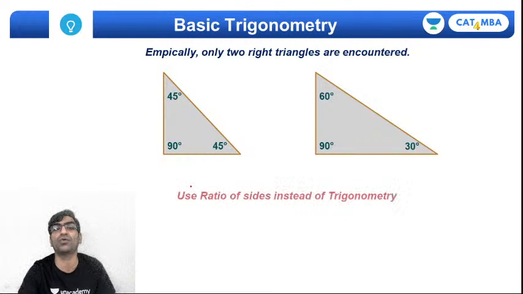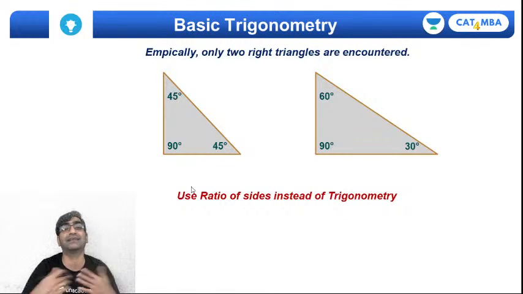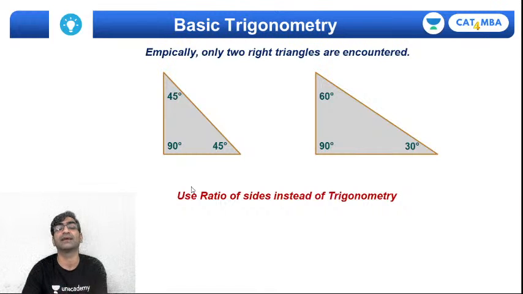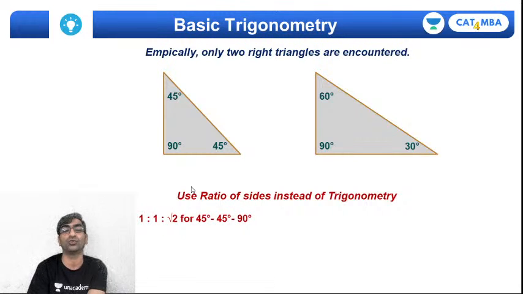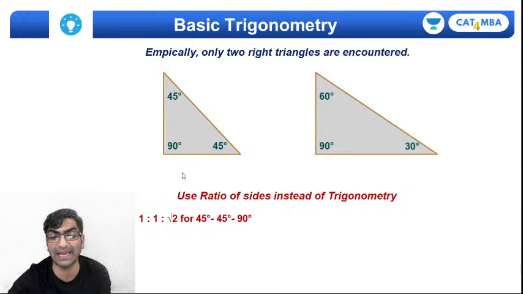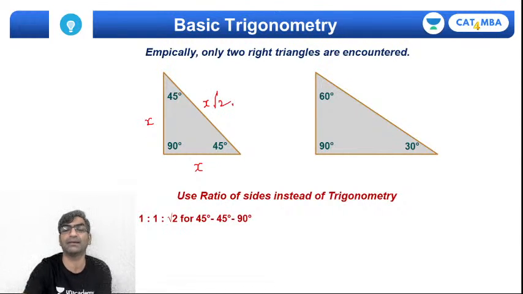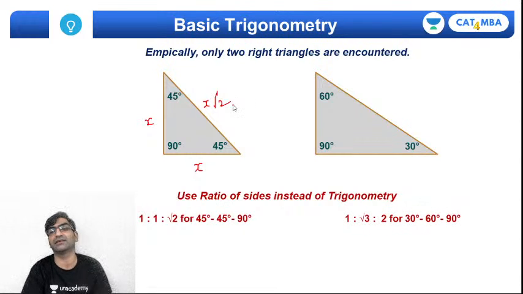Now this can be codified as the ratio of sides, and that's something that I want you guys to commit to memory. If I have a 45-45-90 triangle, I should know that the ratio of its sides will be 1, 1, root 2, or x, x, x root 2 will be the sides themselves. On the other hand, if I consider the second triangle, 30-60-90, similarly you can derive that the sides of this triangle will be in the ratio 1, root 3 and 2.